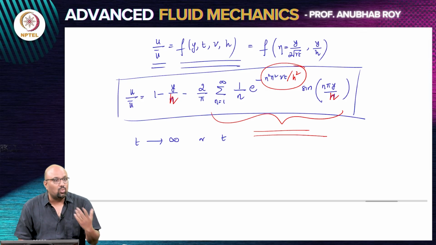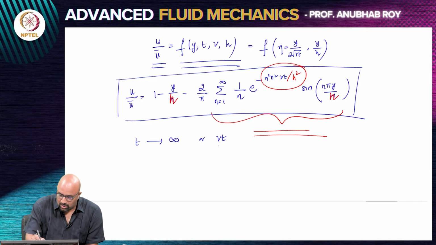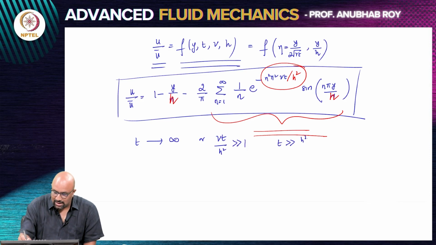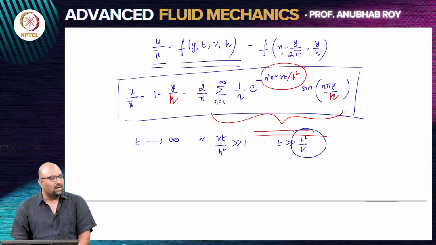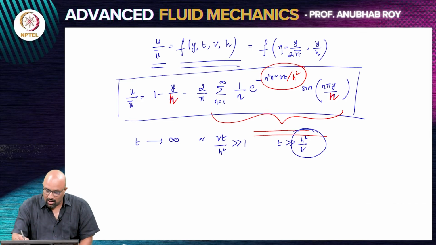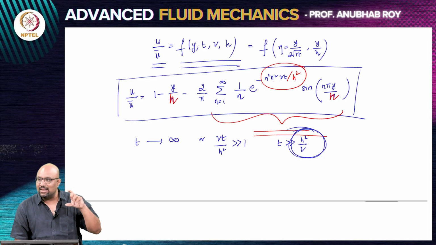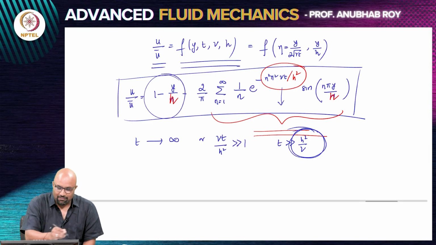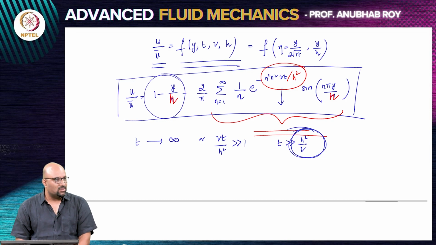You have to say large with respect to what? So you are saying that nu t by h square is actually very large, which means t is much larger than h square by nu, which is the point I was making earlier, that there is a time scale in the problem for momentum diffusion to spread over a distance that is comparable to the gap between the plates. So when you are looking at time scales much larger than that viscous time scale, these exponentials are all going to decay. And eventually, you are going to be left with a steady state solution which is 1 minus y by h.